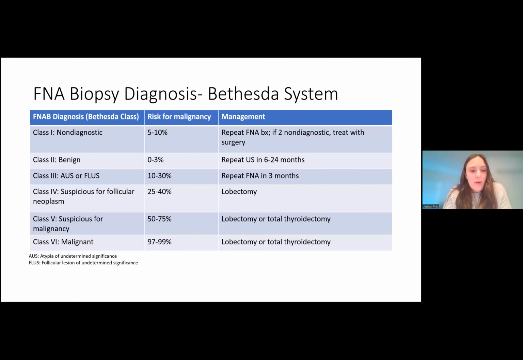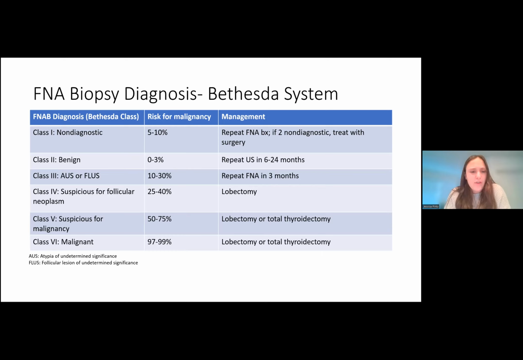The way I like to think about these classes is just split the list in half. Classes 1, 2, 3 typically just require a little bit more surveillance with ultrasounds or repeat FNAs. Classes 4 through 6, you're now thinking about surgically removing at least the nodule or lobe of the thyroid in which the nodule is located, or the total thyroid, depending on the characteristics.